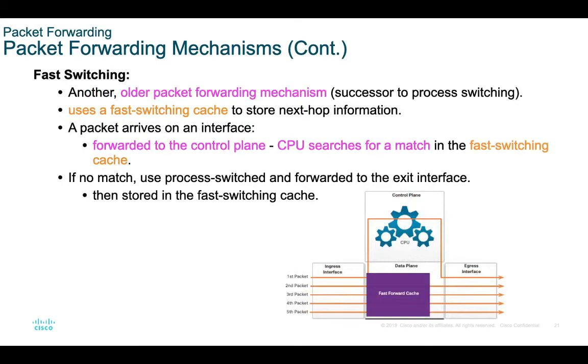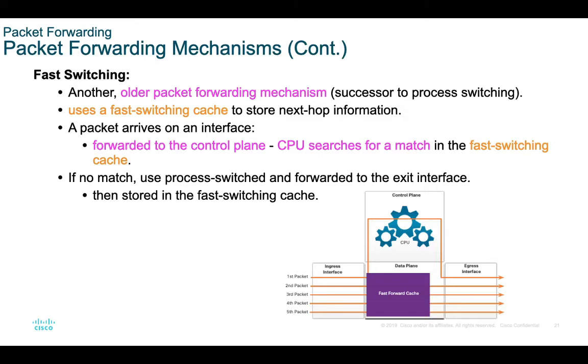So, our next mechanism is fast switching. By the name itself, it forwards the data faster compared to process switching. Fast switching is actually a successor to process switching but still uses process switching. That's why we still have process switching inside our router. It uses a fast switching cache to store network information, but before it can build a cache, take a look. I use the same example.